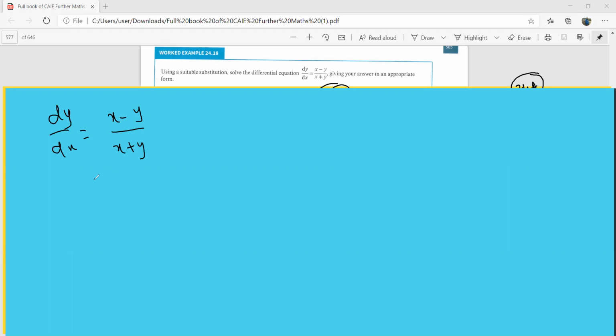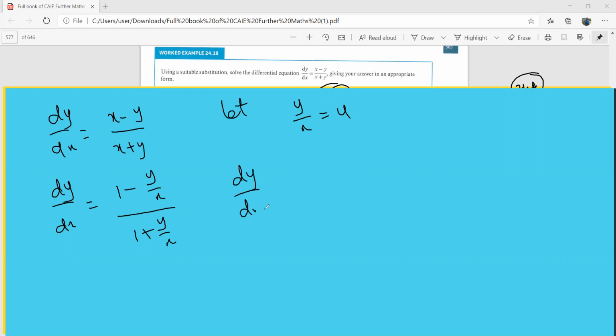Okay, so what you can do over here is divide both the sides of this fraction by y. If you do that, you will get dy by dx equal to 1 minus y over x over 1 plus y over x. Then you will say, let this y over x be u, and then this is 1 minus u over 1 plus u. Okay, you try this and then I come back.